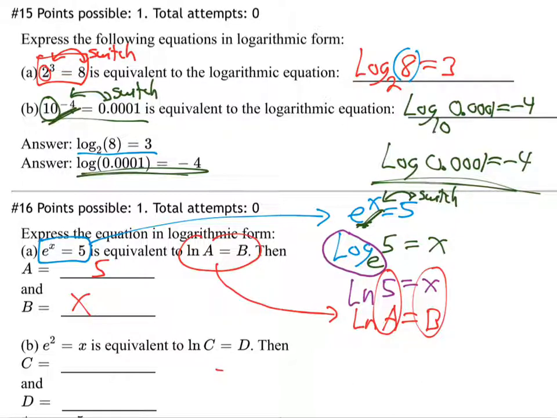On that one. So that matches up. Now let's try part B here. So on this one, on part B, they're saying, okay, e to the second power is x. So e to the second power is x.